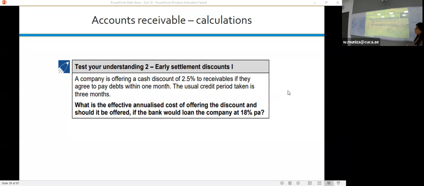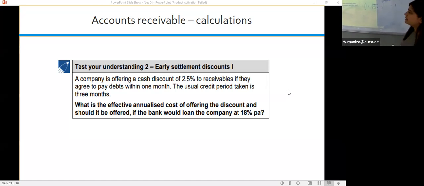Now the company is offering a cash discount of 2.5% to receivables if they agree to pay the debts within 1 month. The usual credit period taken is 3 months. So 1 plus discount divided by the amount left to pay. With a 2.5% discount, the amount left to pay will be 97.5. Got it?